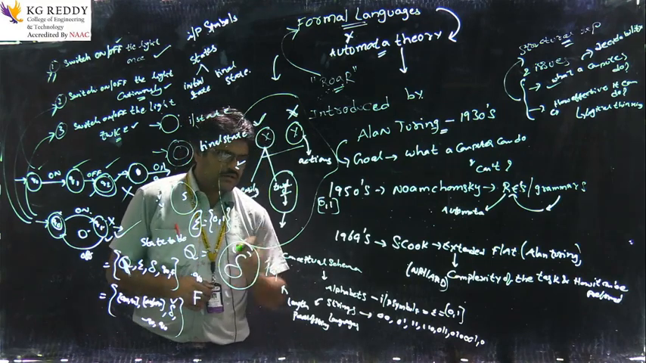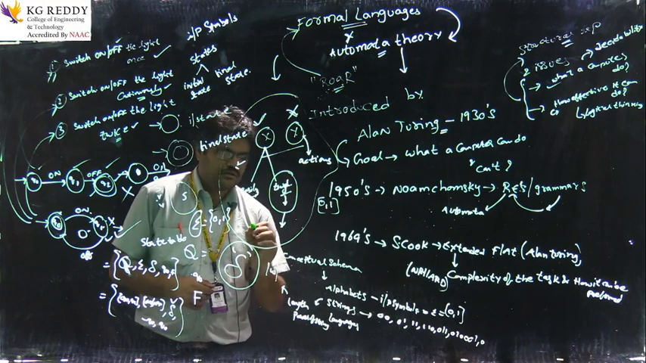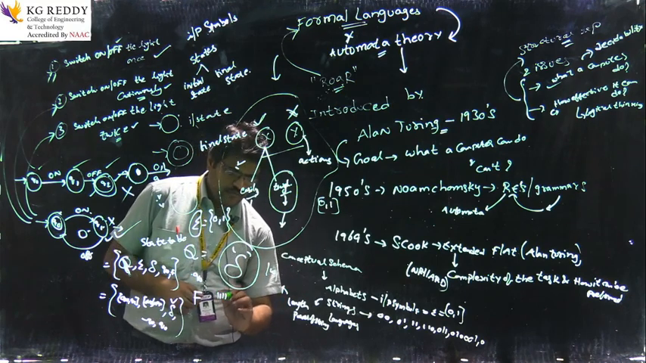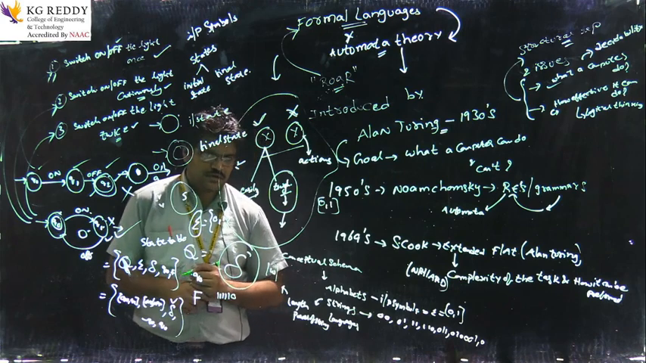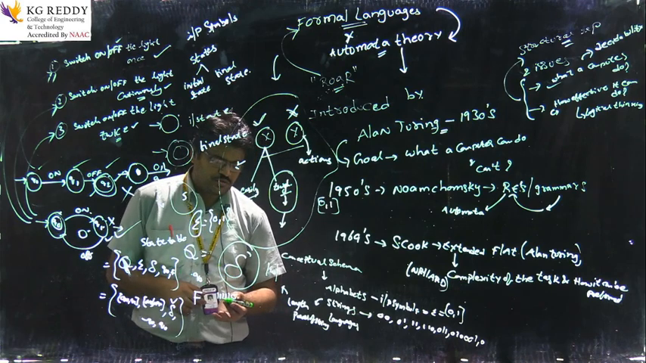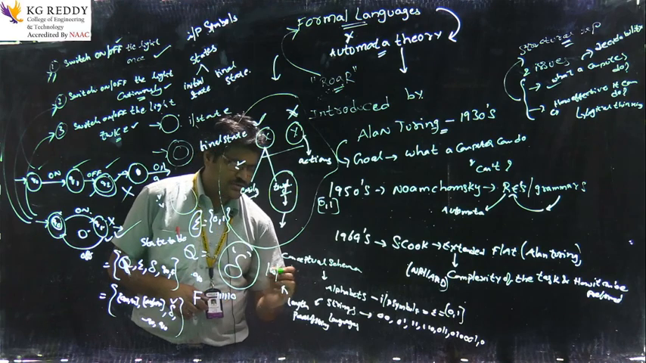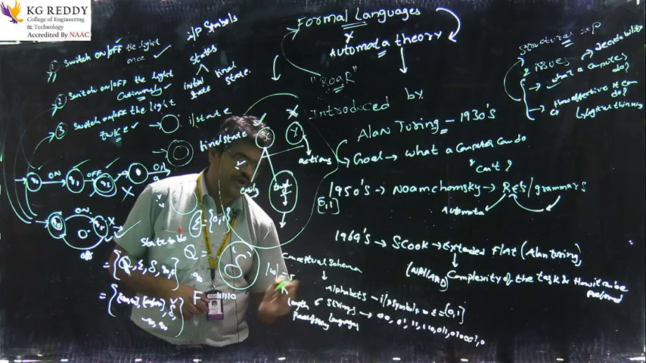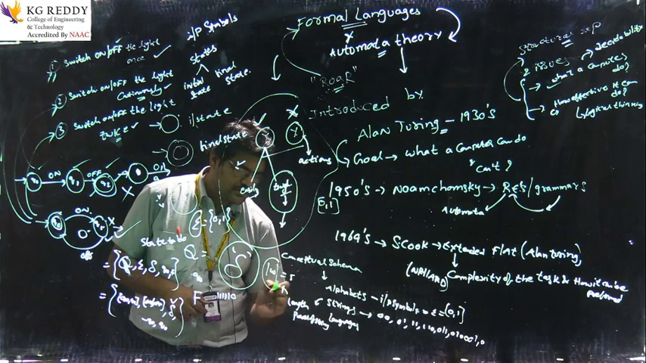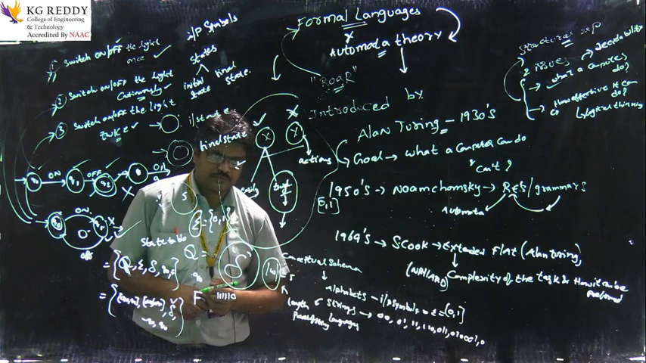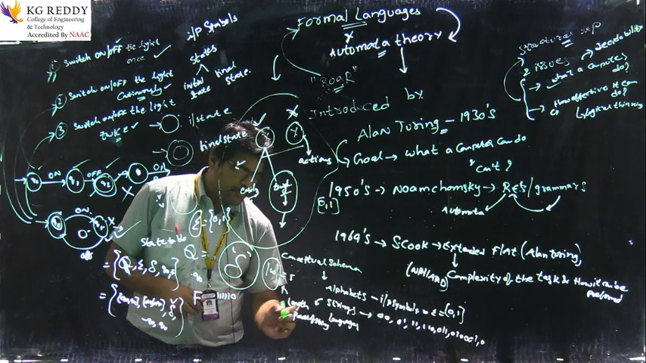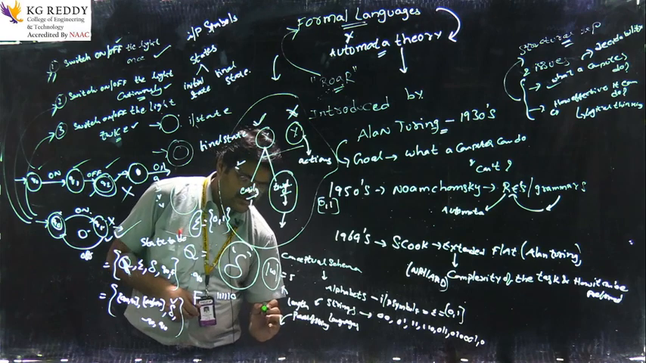Okay. For example, if I have taken a string like 1, 1, 1, 1, 1, 0. So how many input symbols are there in a string? 0, 1, 2, 3, 4, 5. So the length will be 5. It should be represented with W. And next, the power of a string, it will be represented by sigma power k.